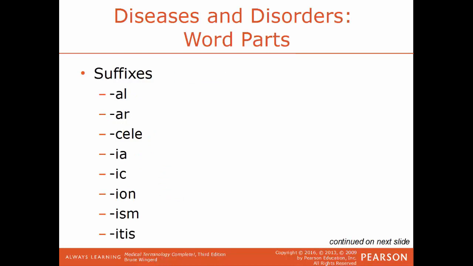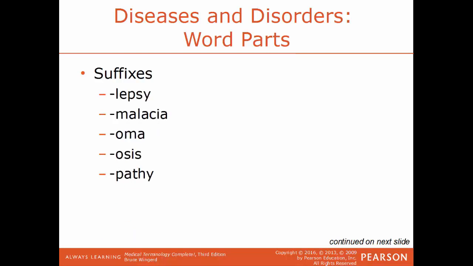The common suffixes. The first two, al and ar, both mean the same thing. They both reference pertaining to. Seal is a reference to a hernia. Ia is a condition. Ik means pertaining to. Ion is a process. Ism is a process or a condition. Itis means the inflammation of. Lepsy is a reference to a seizure. Malacia means the softening of.